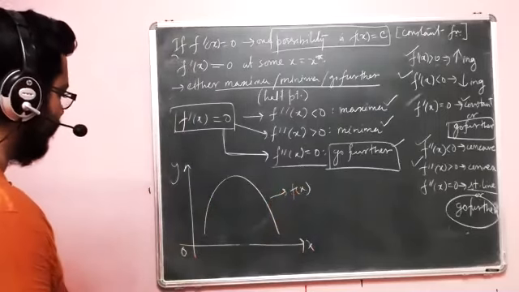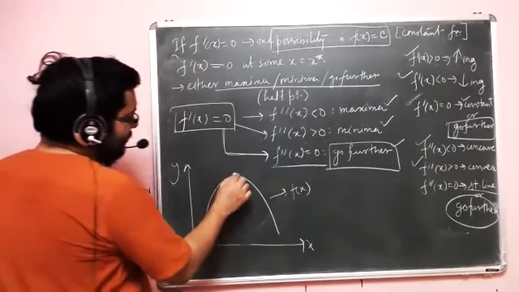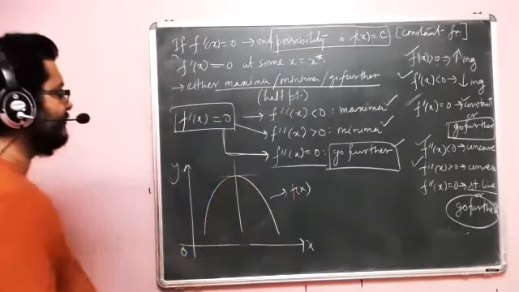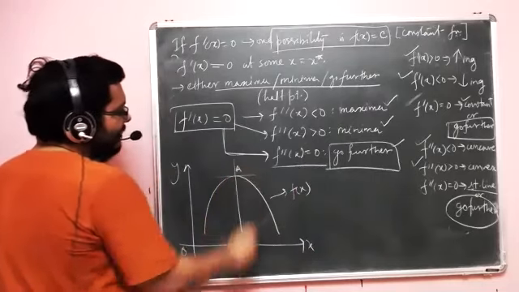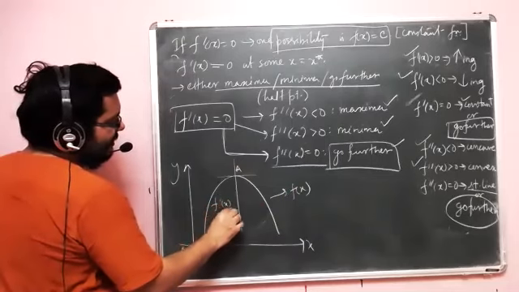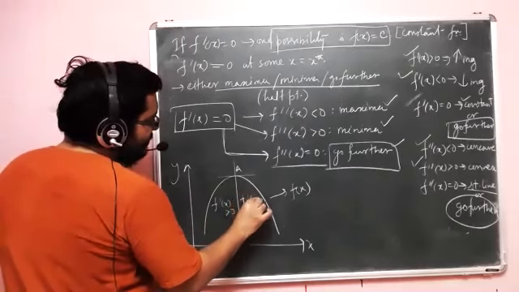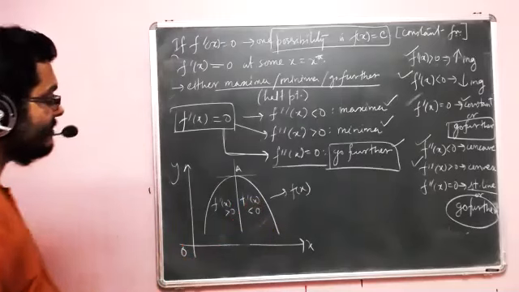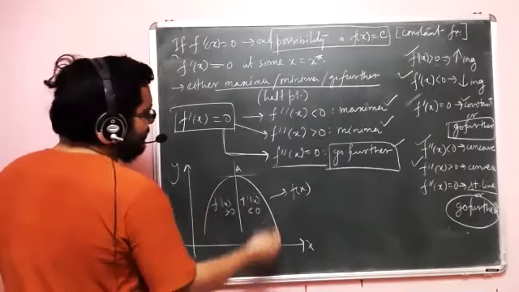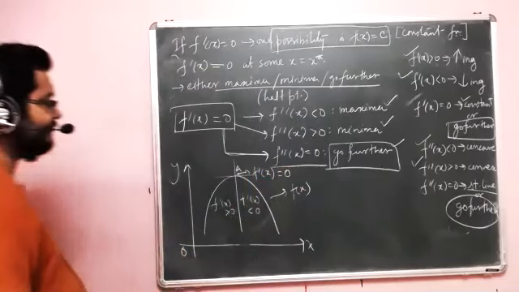Now, if I look at the first differential, then I have three scenarios. Let me just draw a tangent. If this is some point A, then on the left side of it, I have f dash x greater than 0. So this is increasing. On the right side of it, I have f dash x less than 0. So this is decreasing. And at A, where the change suddenly stops, I have f dash x equal to 0.